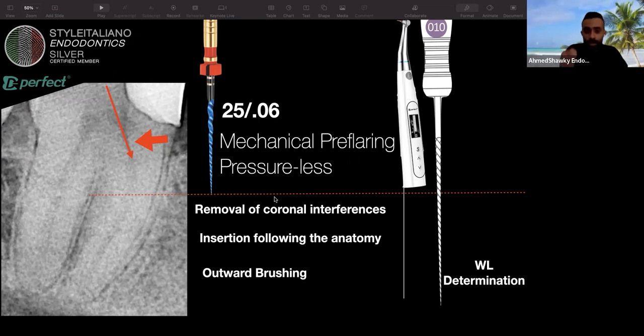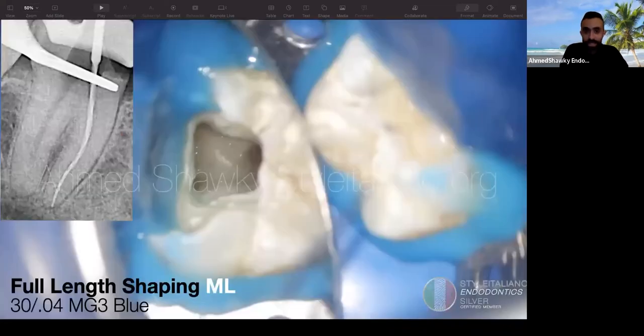And don't forget, we mechanically pre-flared the root canal with a brushing motion according to the name of the root canal. So in the mesiobuccal, I take it to the mesial wall and the buccal wall. For removal of coronal interference, insertion following the anatomy, then outward brushing. Then we decide the working length using the apex locator. Let's see videos of this case.